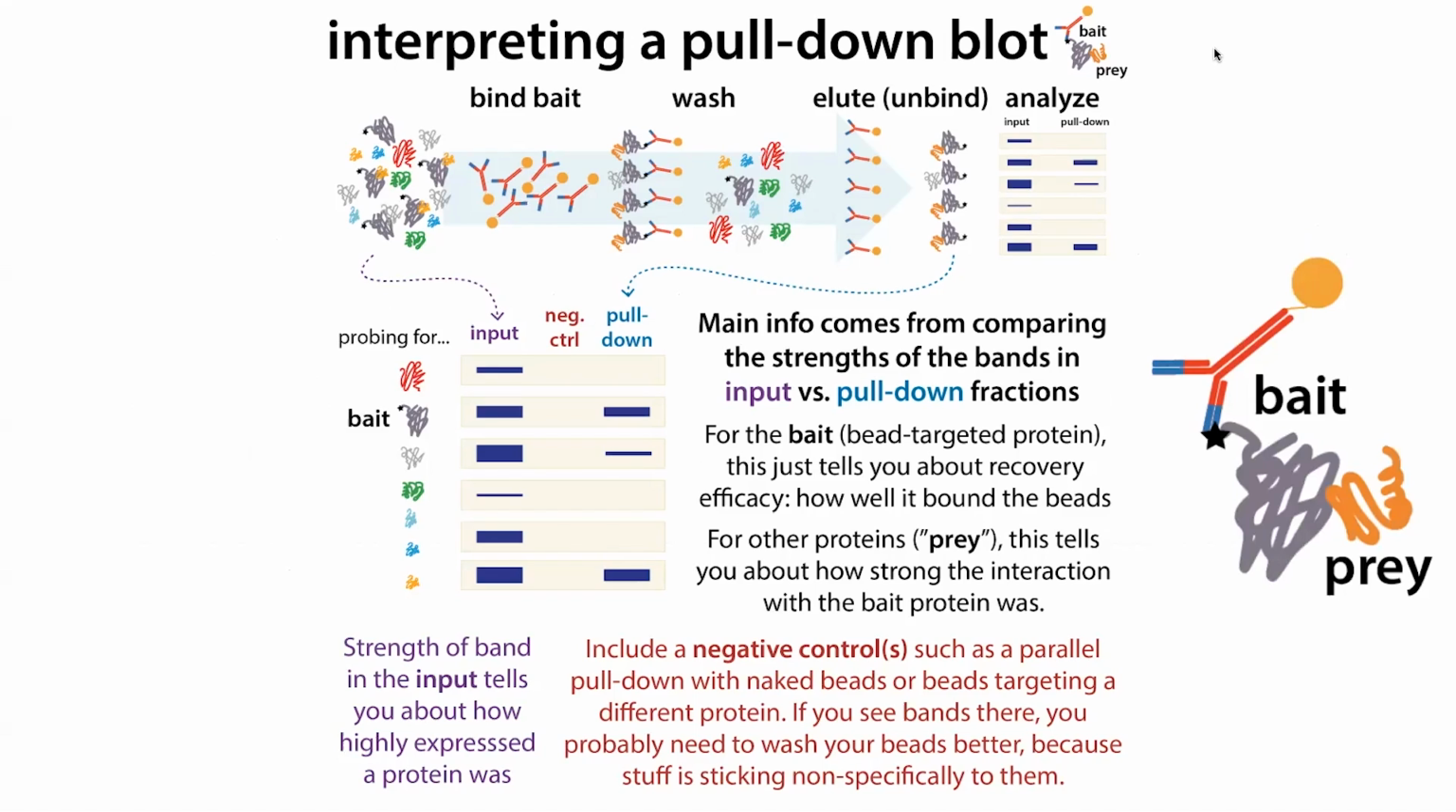There are various ways to do this. One of the most common and most convincing ways is if you actually switch your bait and your prey. Instead of using antibodies targeting the bait protein, now you use antibodies targeting the prey protein, which is now your new bait protein.